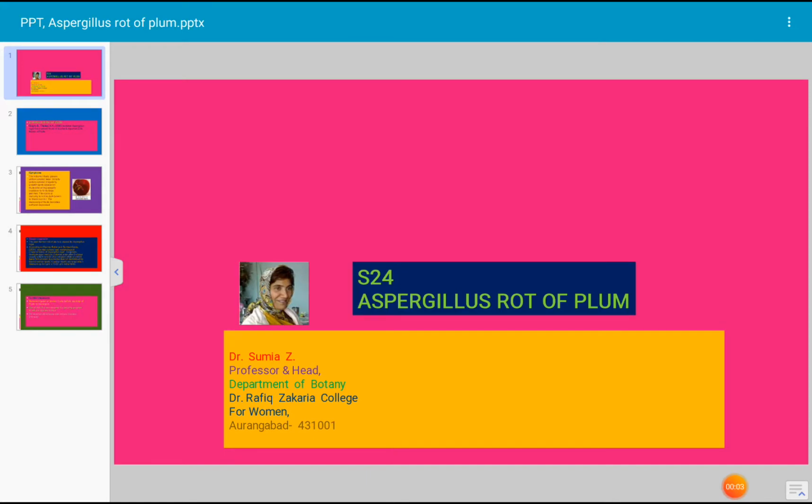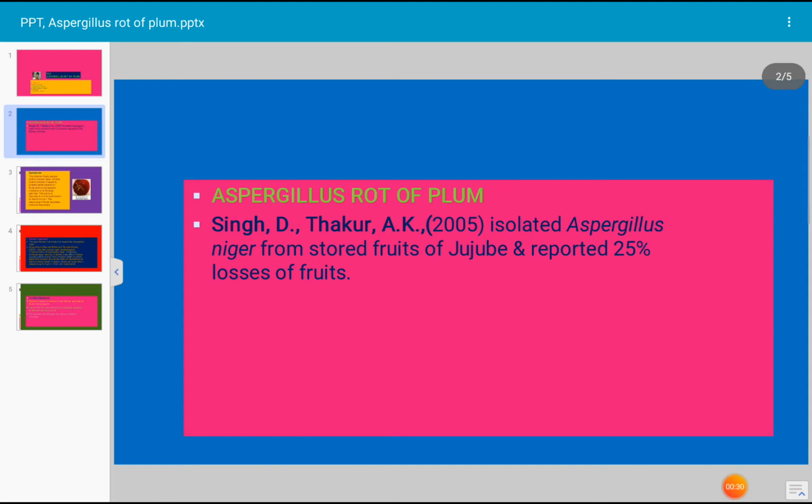Today's topic for discussion is Aspergillus rot disease of plum. Plum is a very common fruit of India and it gets infected by several types of fungi. Aspergillus rot is a very common rot disease of plum and it is of major importance. Hence it is described as a major market disease of plum. Aspergillus is a saprophytic fungus which occurs everywhere. Let us see all the details of the Aspergillus rot disease of plum.